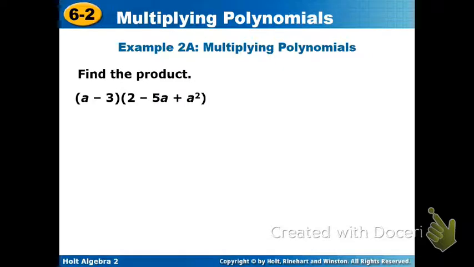All right, we're going to do this one. Now we have an a minus 3, so we have a binomial, and we're going to multiply it with a trinomial, 2 minus 5a plus a squared. It's going to be the same process. We're going to distribute the a, and then we'll go back and distribute the negative 3.